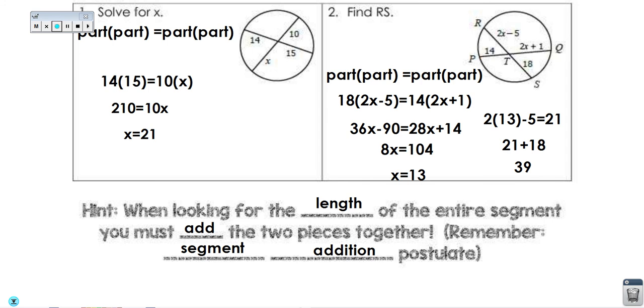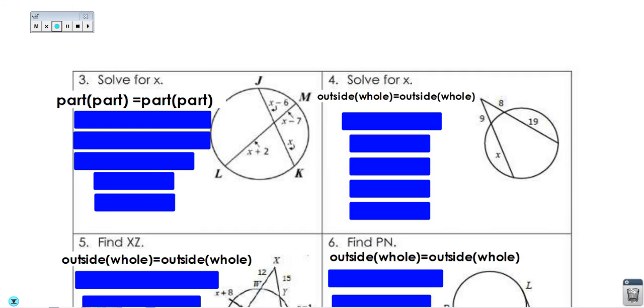Always pause if you're still writing. So in number 3, you're going through and also doing part times part equals part times part. This time when you go through and do this, you're going to have to think a little bit harder. The main issue with this one, or not issue, but a really important step, is that you're going to go through and do part times part equals part times part.